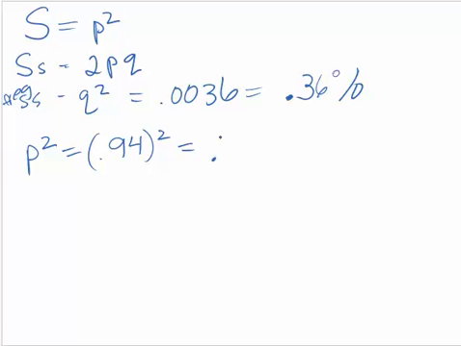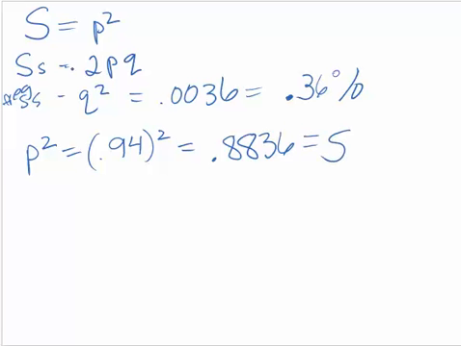I'm not sure after that because I know that it'll be at least that. Where's my calculator? Hold on, let me check. Okay, that's 0.8836. So that's our P squared. And P squared is the same as what? That's right, big S big S.